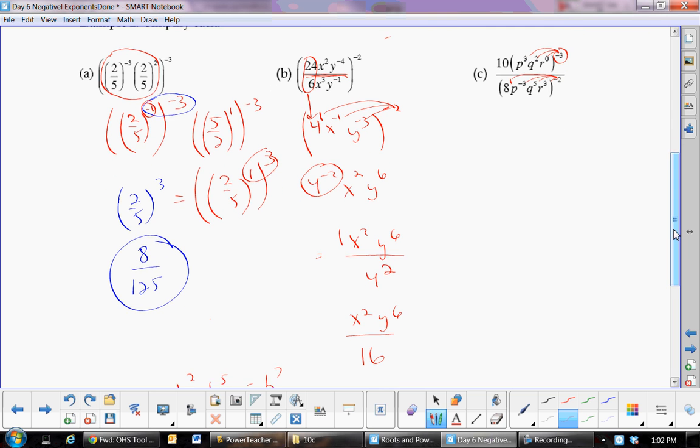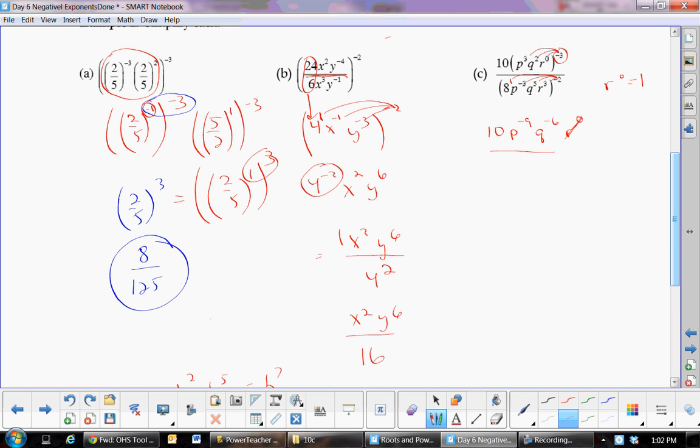So for C, let's just talk about the top. That would be 10 p to the -9, q to the -6, and r to the 0. Now what is r to the 0? 1, yes. So if r to the 0 equals 1, what happens when you multiply it to all of this? You can actually get rid of it because it equals 1.